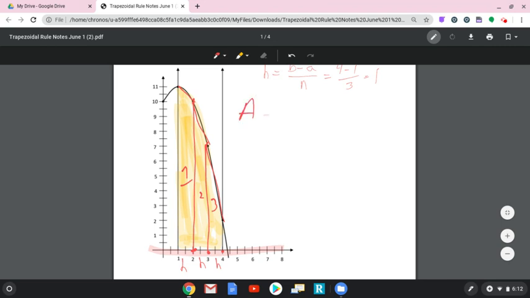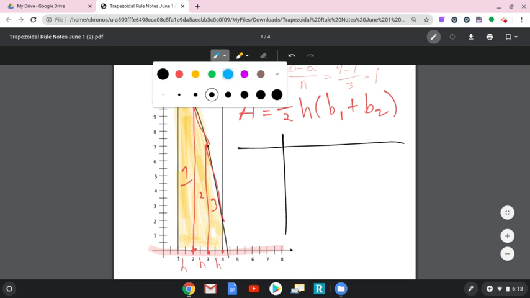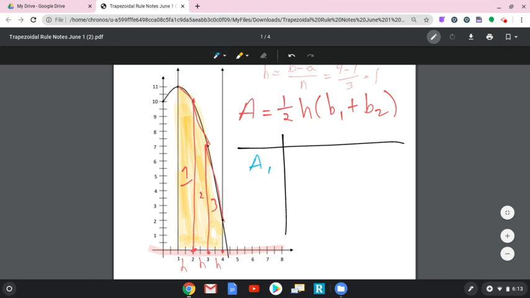Your trapezoid formula is 1/2 height times base 1 plus base 2. Now remember, the bases are the 2 parallel sides. And your height we already know, we found our height to be 1. Let's make a table to find the area of every trapezoid. So you have area of trapezoid 1, area of trapezoid 2, and area of trapezoid 3. And we're going to add them up to find that total area.